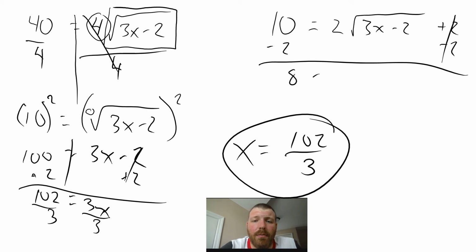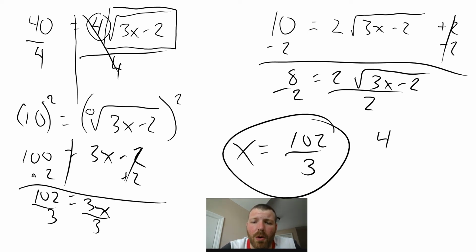Which gives you 8 being equal to 2 times the square root of 3x minus 2. Okay, last step then would be divide by 2, right? Because then you can get rid of all that. And then what you'll have is 4 equals the square root of 3x minus 2. The 2's go away, right?